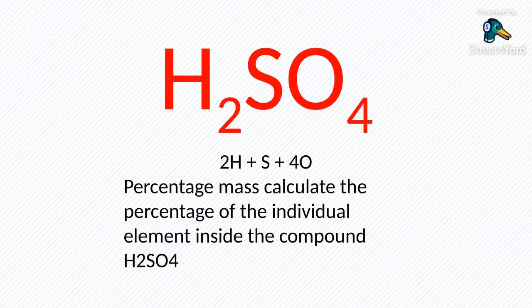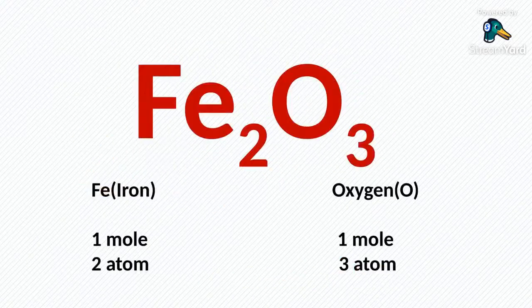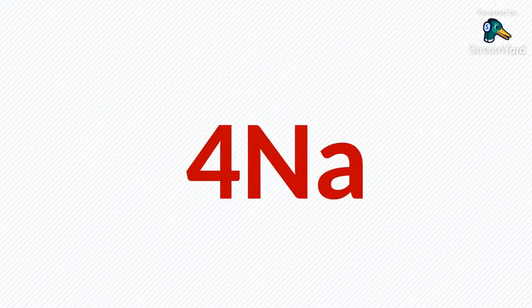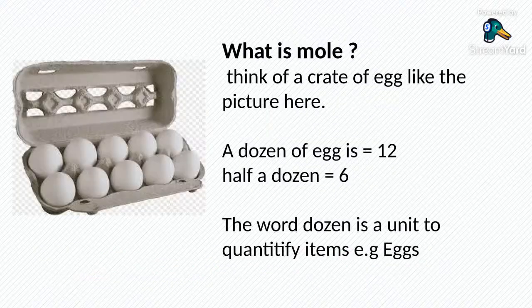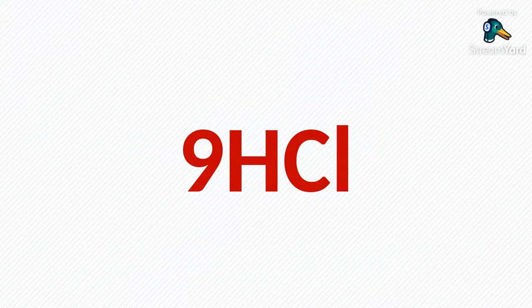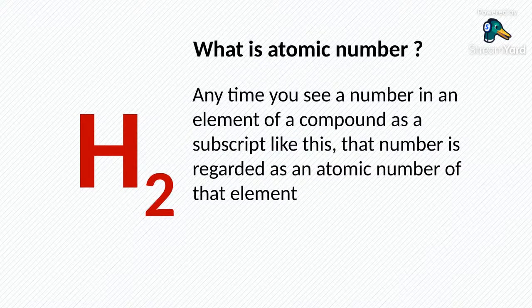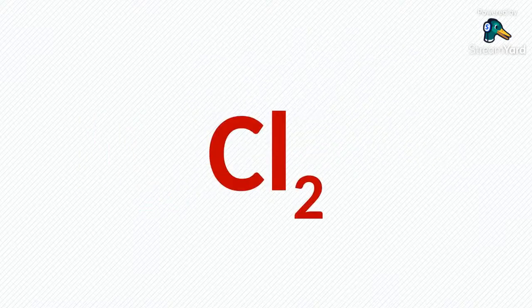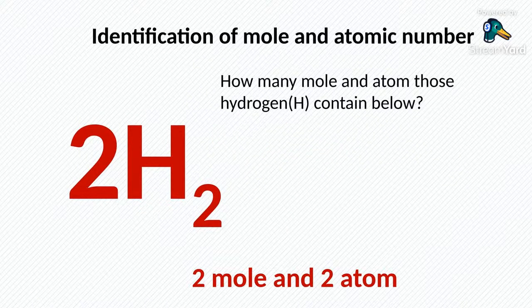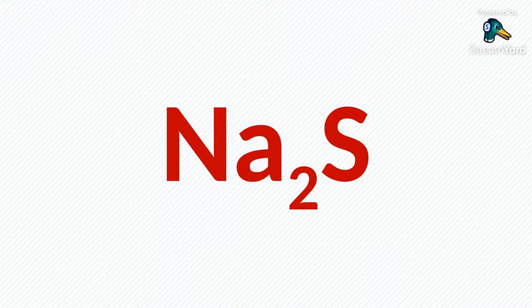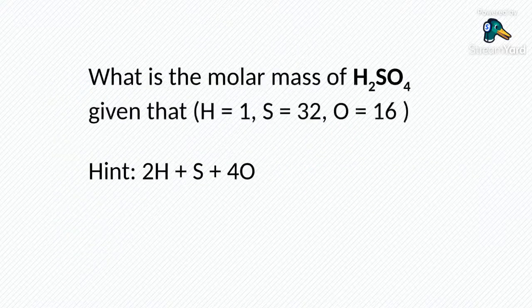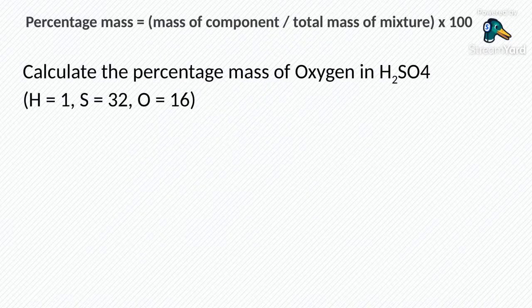Let me take you back from where we're coming from. We started by defining a mole and we compared a mole to a crate of eggs, right? Then we moved forward to talk about atoms, looked at some examples and identification of moles, and identified atoms. Then we identified moles and atoms together. You remember we did this? Then from there we entered molar mass where we solved, and now we came to percentage mass.